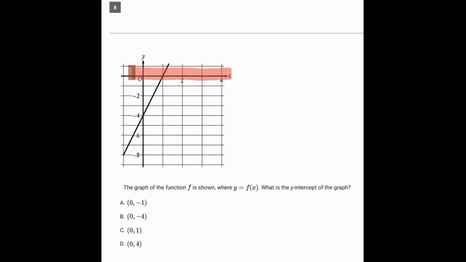Here's the x-axis. So here you have x is minus 1, 0, 1, 2, 3, 4. So x is 0 right around here, or anywhere along this green line. You can think of that green line as the collection of all the points that all have an x value of 0. So in any case, where is this line hitting that one? Where is the y-intercept? Right here at negative 4. So that's the point 0 for x and negative 4 for y, which is B.